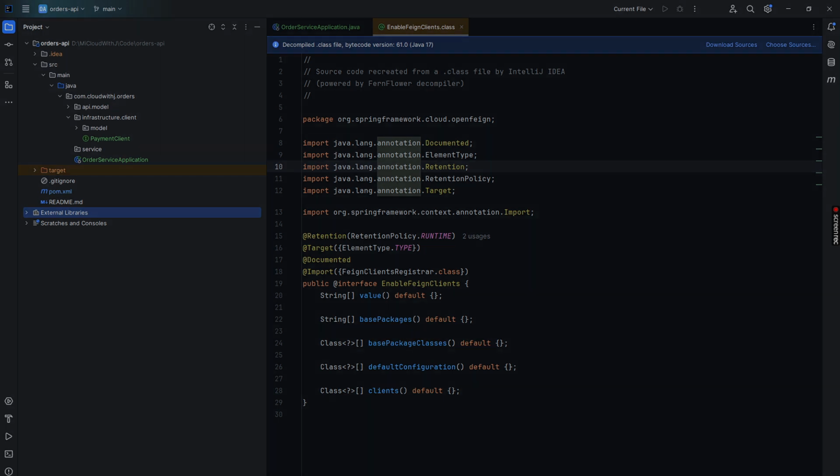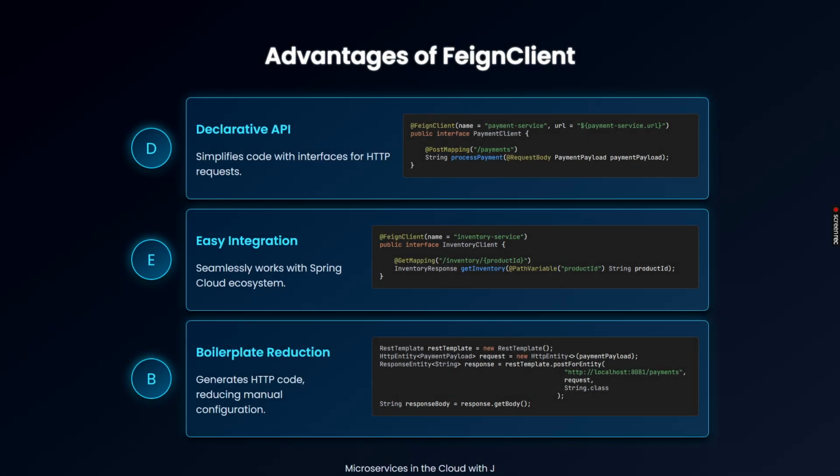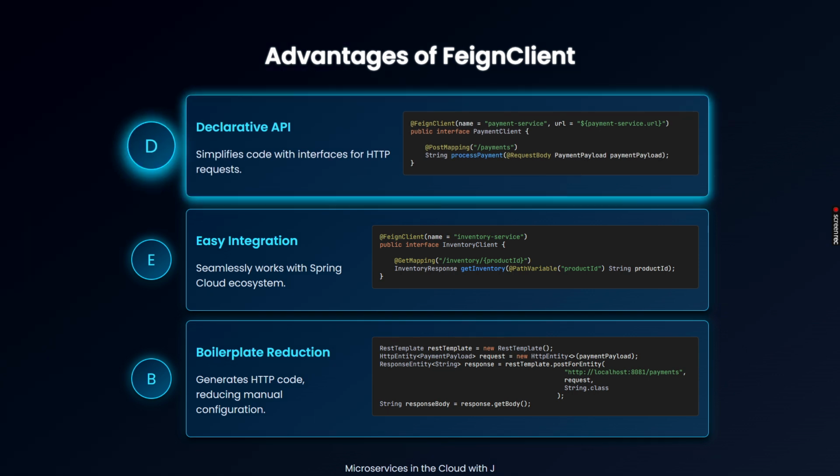At this point, you might be wondering why I chose Feign Client as the tool for communication between services. Well, Feign Client is designed to simplify and optimize communication management. Let's take a closer look at what makes it such a popular choice in microservices. Feign Client allows for declarative API definitions. Instead of writing complex code to handle HTTP requests, you simply create an interface with appropriate annotations like GetMapping or PostMapping. This makes the code more readable and easier to maintain.